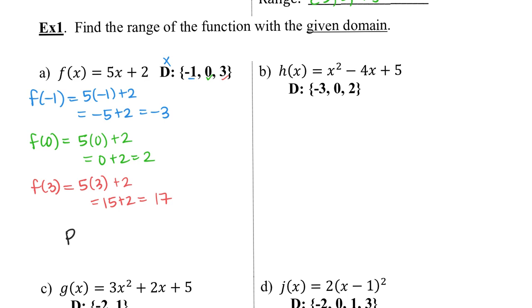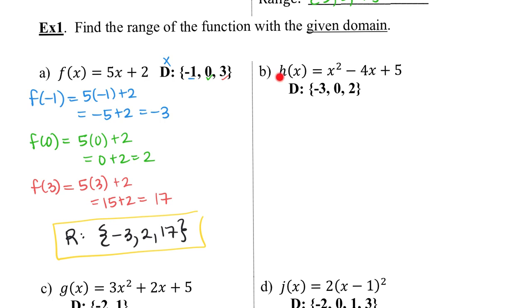I'm going to use capital R for the range and set notation. Okay, the lowest y value is -3, and then 2, and then 17. Okay, so this is what the question asked me for, but I did need to show my work. Okay, I'm going to go ahead and do B. You can work ahead if you get the hang of it now.